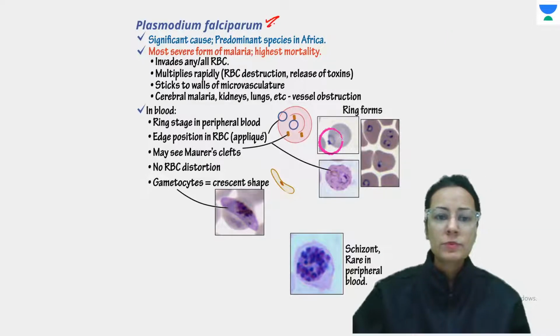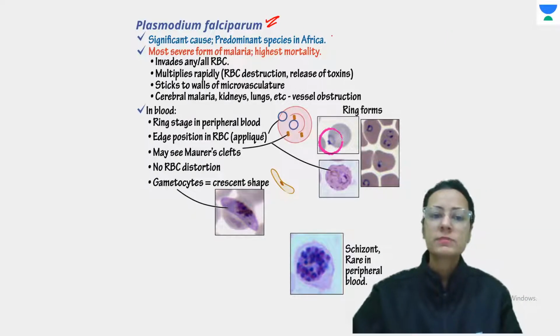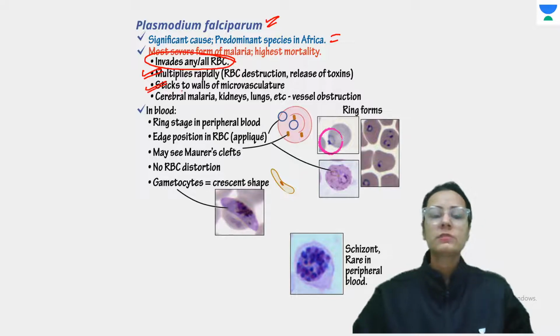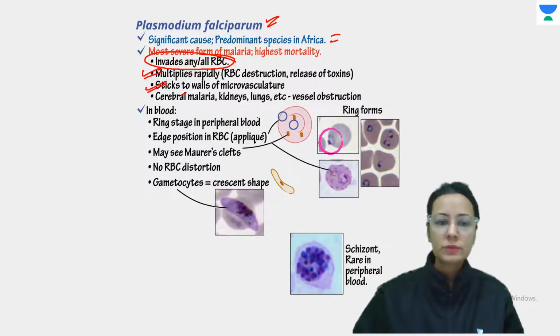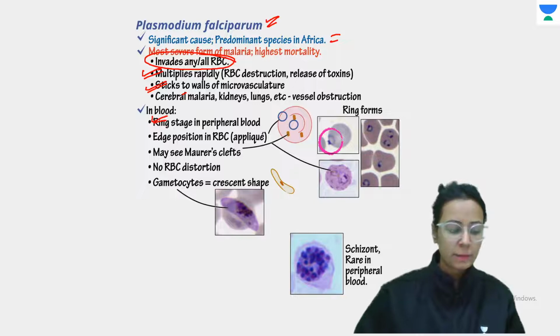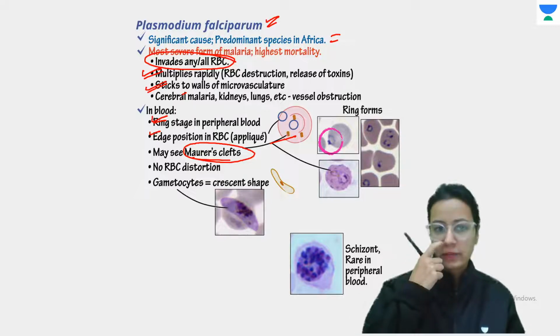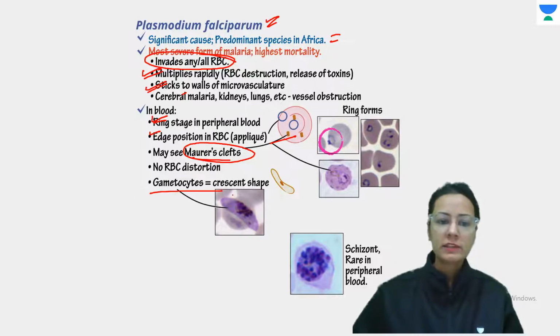Talking about Plasmodium falciparum, it is a predominant species in Africa and invades all the RBCs. RBC destruction is rapid, and they stick to the wall of the microvasculature. You can see the ring stage in the peripheral blood edge position, and they show the Maurer's cleft in the trophozoite form, with no RBC distortion, and the gametocyte is banana shaped or crescent shaped.